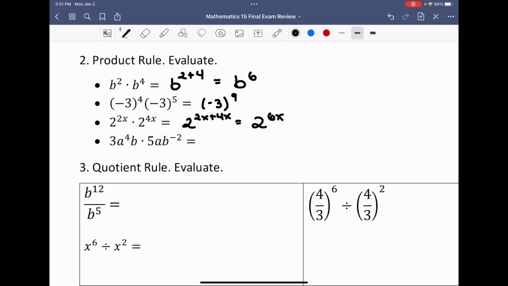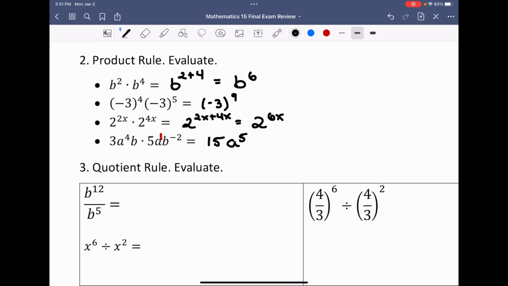All right, 3a to the 4, b to the 1 times 5a, b to the negative 2. Okay, what we're going to do is first multiply the numbers out, because if we have coefficients that are just simply integer numbers or some form of fraction, let's just multiply them. 3 times 5 is equal to 15. a to the 4 times a to the 1. If it's not written, there is a 1 here. So that means we go 4 plus 1, is a to the 5.